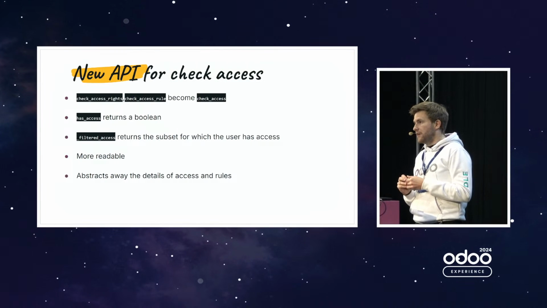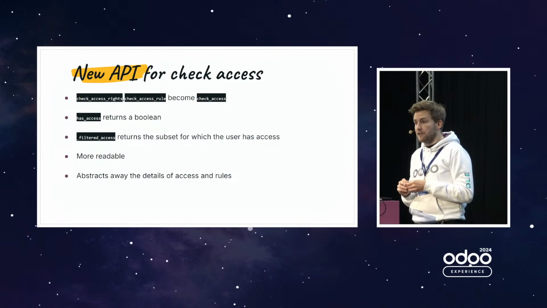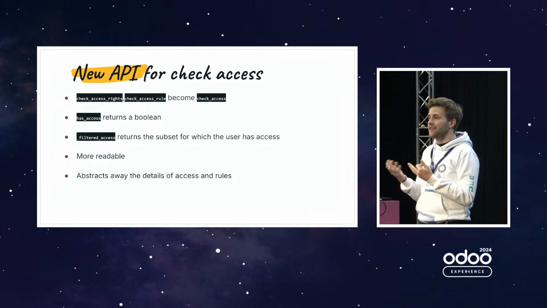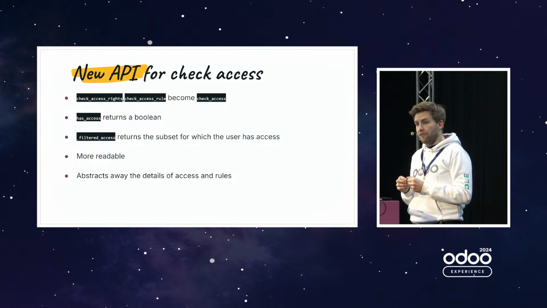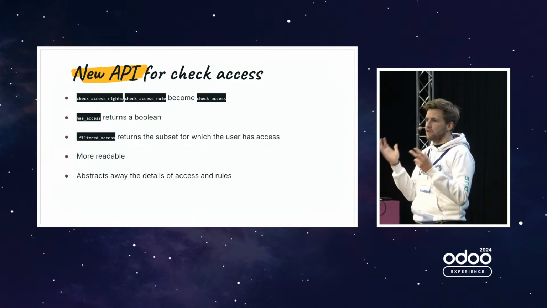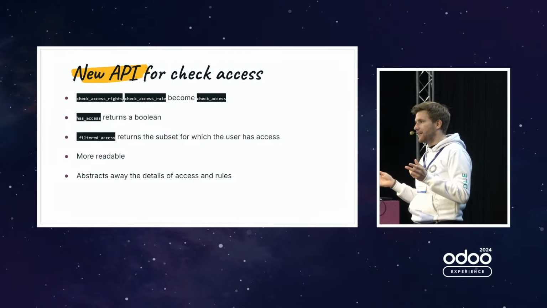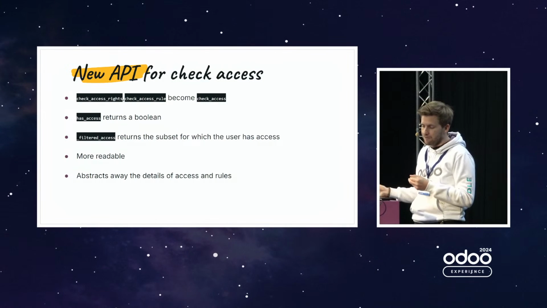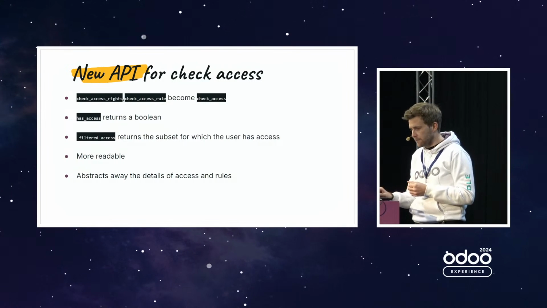There is also a new method which is called has_access, and it will just return a Boolean instead of raising an exception. And we also have filtered_access, which is meant to return the records the user has access to. So let's say there are 100 records, but only 10 are accessible to the user. It will just give you those 10 records.